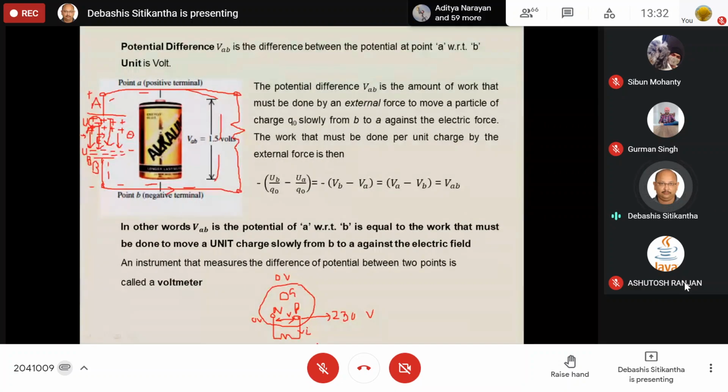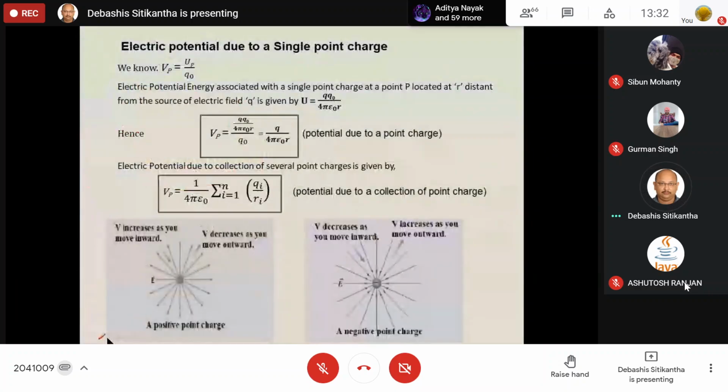Okay, so let us now move on. Electric potential due to a single point charge. Now we'll talk about the electric potential due to a single point charge. Already I have explained it, but let us now formally try to explain it.